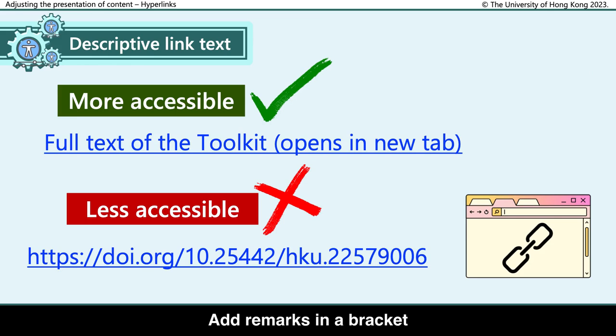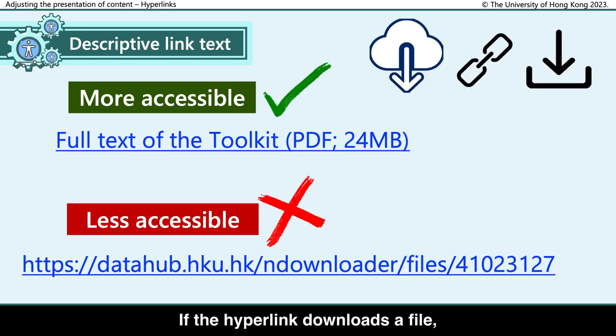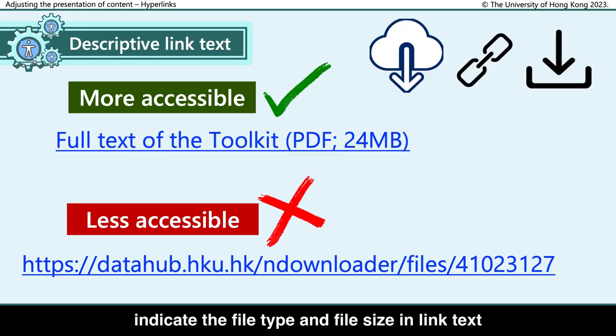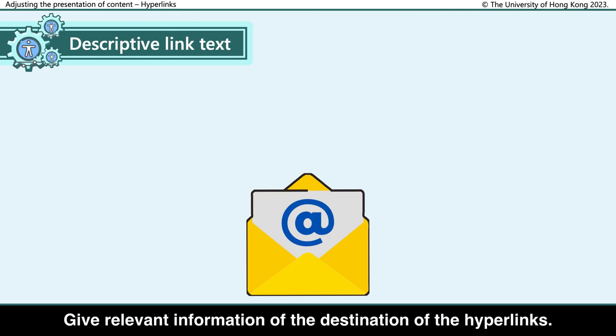Add remarks in brackets to indicate the action of the hyperlinks, such as, it will open in new browser tab. If the hyperlink downloads a file, indicate the file type and file size in link text, such as, PDF, 24 MB. Give relevant information of the destination of the hyperlinks.